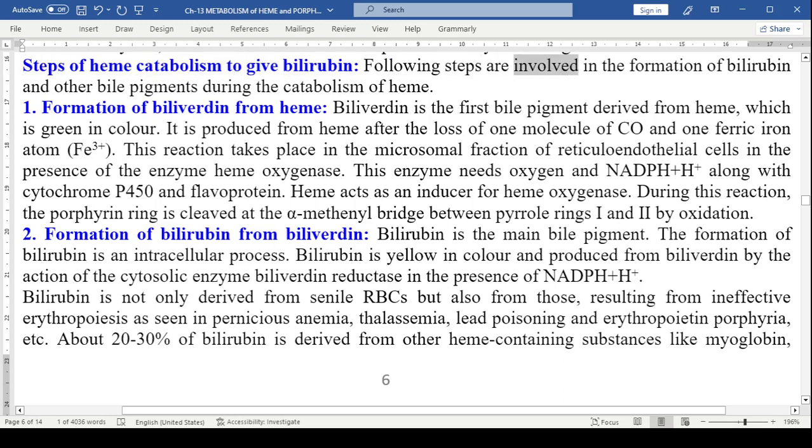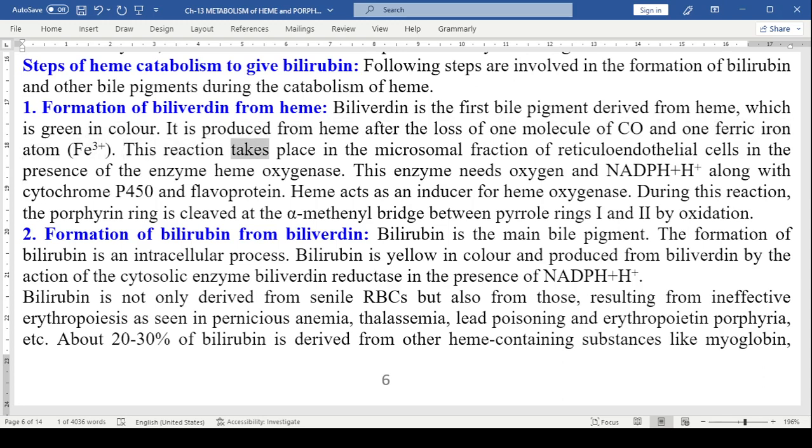The following steps are involved in the formation of bilirubin and other bile pigments during the catabolism of heme. 1. Formation of biliverdin from heme. Biliverdin is the first bile pigment derived from heme, which is green in color. It is produced from heme after the loss of one molecule of CO and one ferric iron atom, Fe3+.